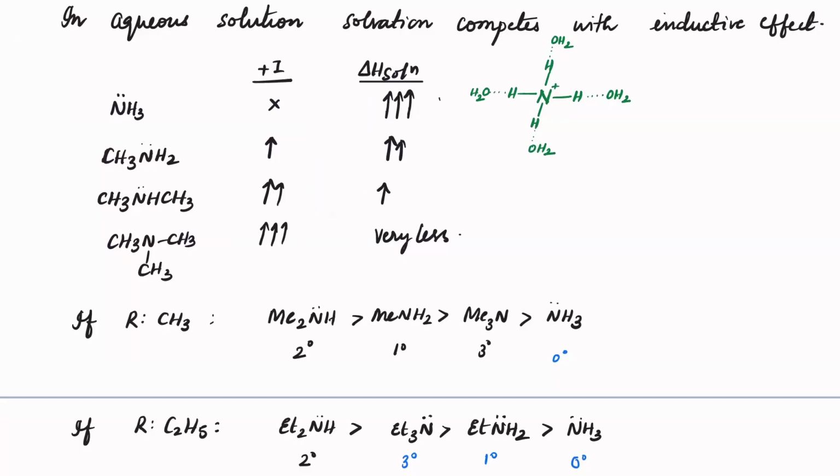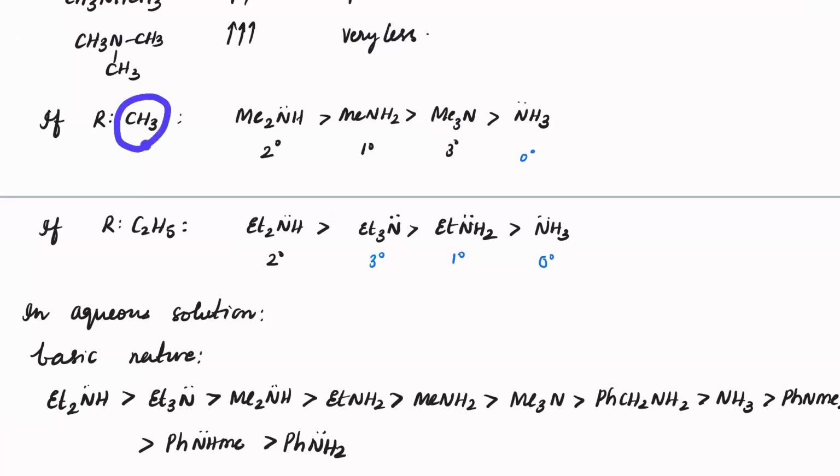So putting both aspects together, what we can say is, if the R group is methyl, in that case 2 degree amine will be more basic, then 1 degree amine, then 3 degree amine, and then 0 degree amine, I mean ammonia. So 2130, remember the order this way. 2130 is what you'll observe for methyl. Similarly, when it comes to ethyl, you will observe this as 2310. So you'll observe this as 2310.